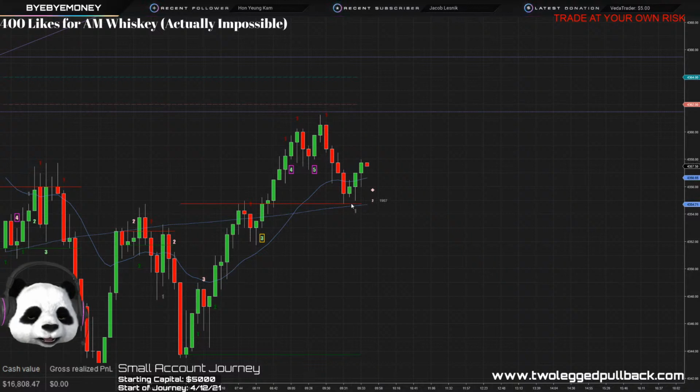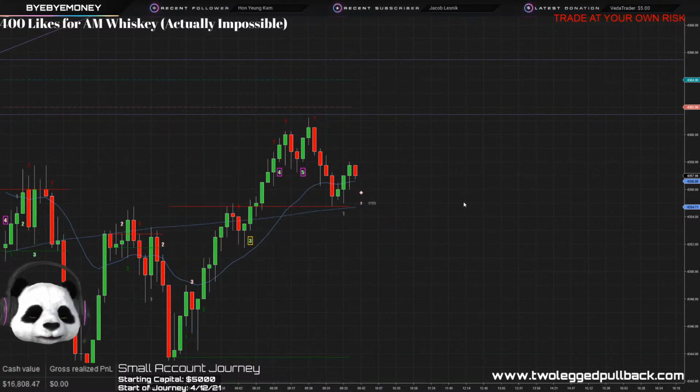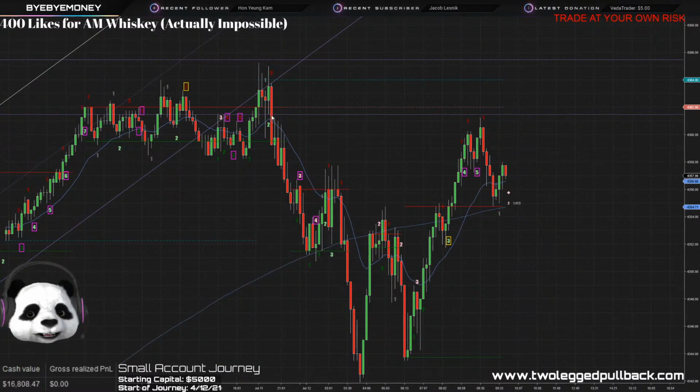That's a 4-point swing. Nice 4-point swing here. This is a first entry. Notice how we're floating above the 20 EMA now. We missed that gap by 1 tick, pandas.